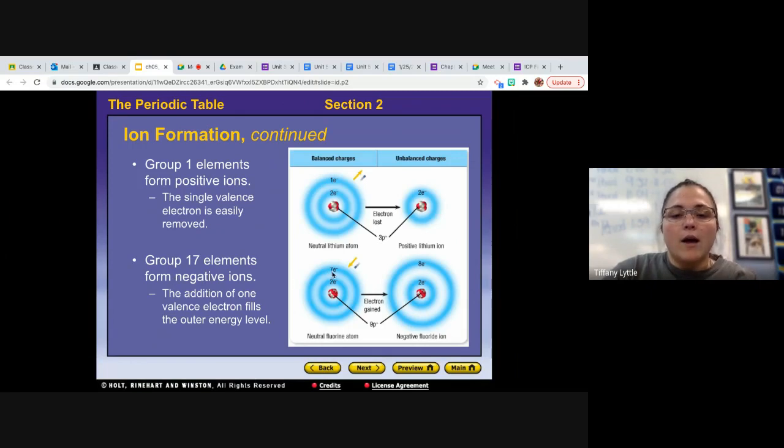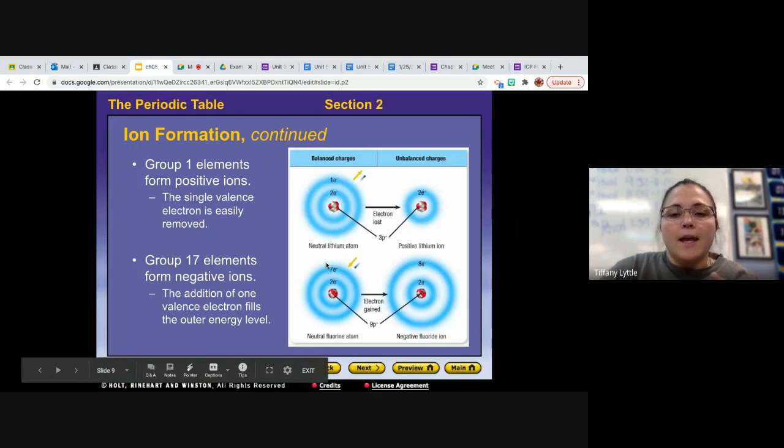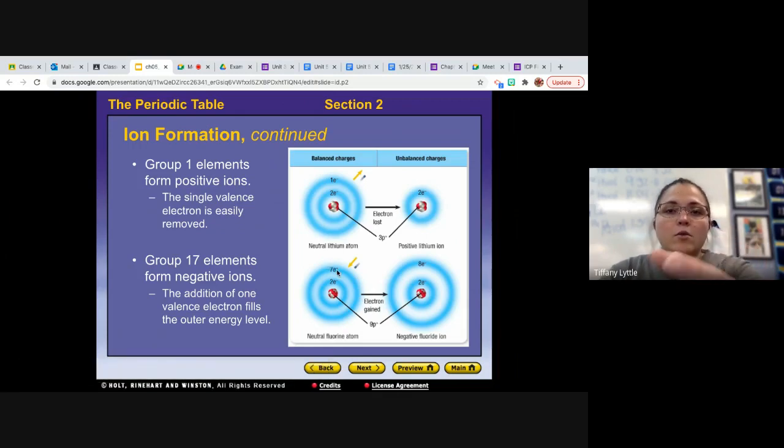And so elements in group 17 have 7 valence electrons. And it is easier for them to take 1 electron than to give away 7. And so think about it in terms of money. If you were trying to get a video game that you really want and you have $40, would it be easier for you to ask a friend for $10 or to give the 40 to the friend and let them go buy the game?